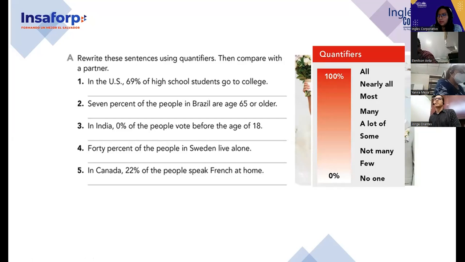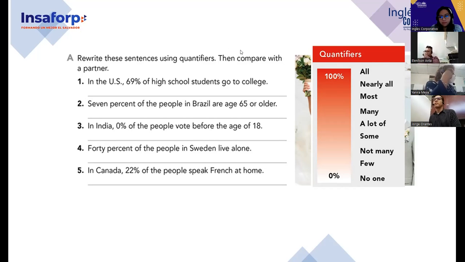Remember, para cuando no estamos seguros del porcentaje, porque en este caso no sabemos toda esta información en exactitud, para eso utilizamos los quantifiers. Para dar un estimado, una idea cercana, nada más. Ok. Yes, very good job.